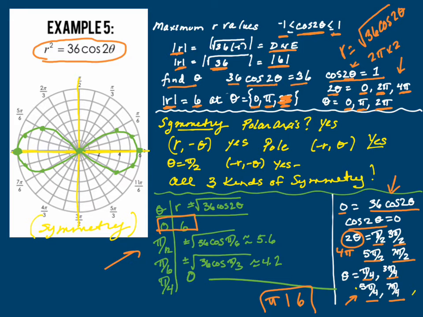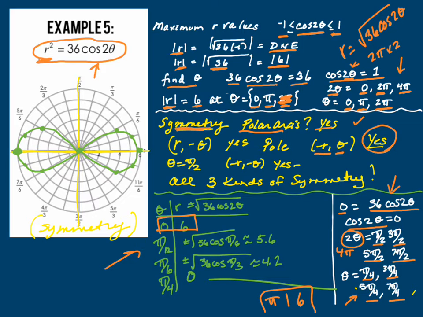Now let's try symmetry. It's a cosine, so is it symmetric to the polar axis? And the answer is yes. Okay, that was an easy one. Putting in r, negative theta would give us the same thing. But I also want to see, because of this r squared, I'm pretty sure that it'll be symmetric to the pole. So let's put in negative r, theta, and if I just square r squared again, it will give me the same thing. So it's symmetric to the pole.